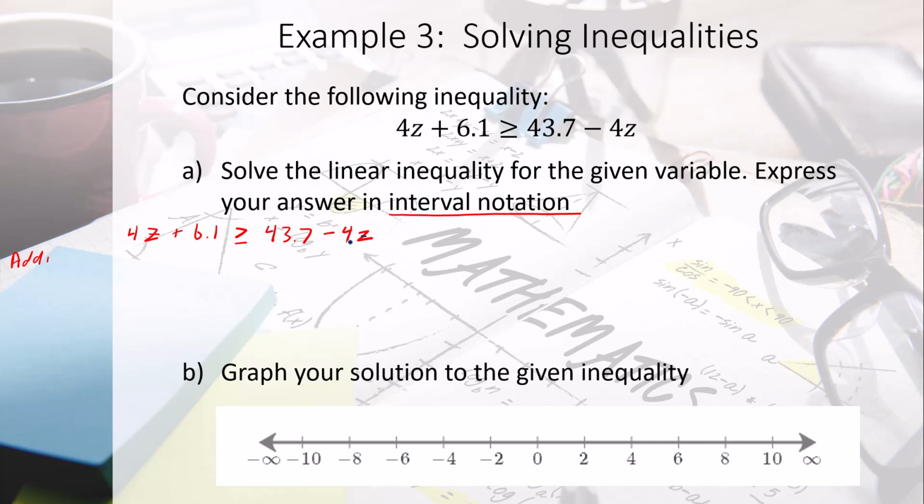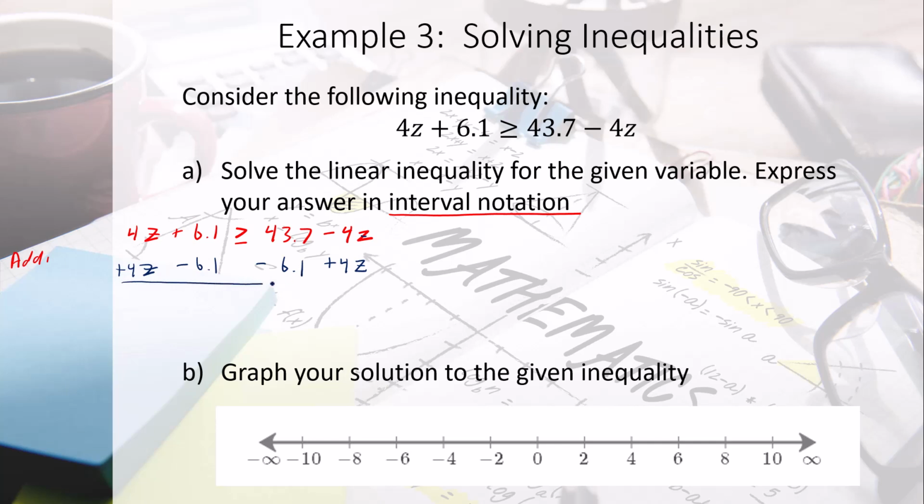So with that in mind, I want to get rid of this negative 4z, and I'm going to do that by adding 4z to this side of the equation. And remember, what you do to one side of the inequality, you have to do to the other side. So I'm going to add 4z here as well. Now, since I'm going to have all the terms of z over here, I want all the other terms over here, which means I want that 6.1 over here. I can do that by subtracting 6.1. And if I'm subtracting 6.1 here, I want to subtract 6.1 on the other side.